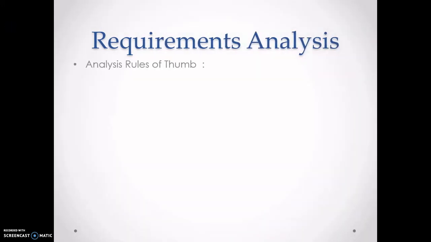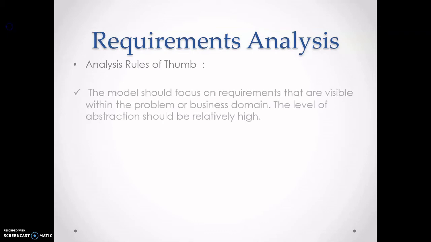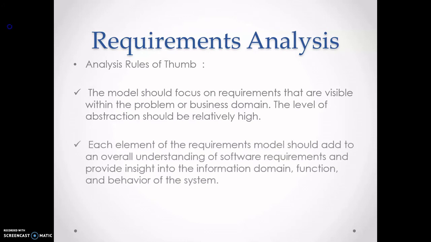A number of worthwhile rules of thumb should be followed when creating the analysis model. Here we are only discussing 6 analysis rules of thumb. So the first rule is the model should focus on requirements that are visible within the problem or business domain. The level of abstraction should be relatively high. Then each element of the requirements model should add to an overall understanding of software requirements and provide insight into the information domain, function, and behavior of the system.